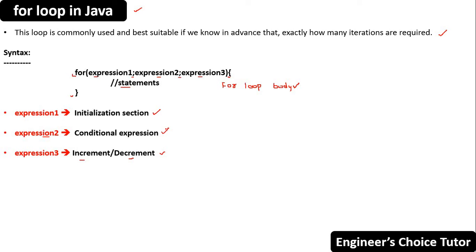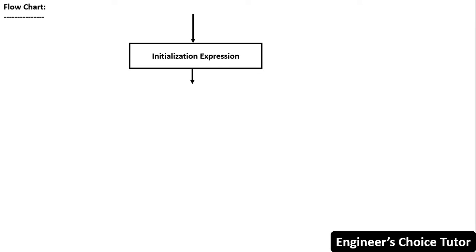Now let's understand the flowchart. So here I have the flowchart. The first thing is the initialization expression will execute, right? It will execute only once. This initialization section is used to declare the loop variable and to initialize that loop variable. That is the use of this section.